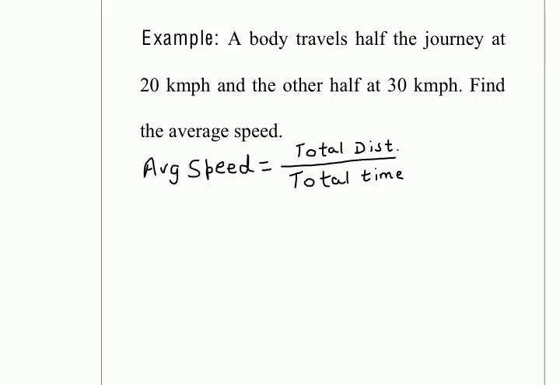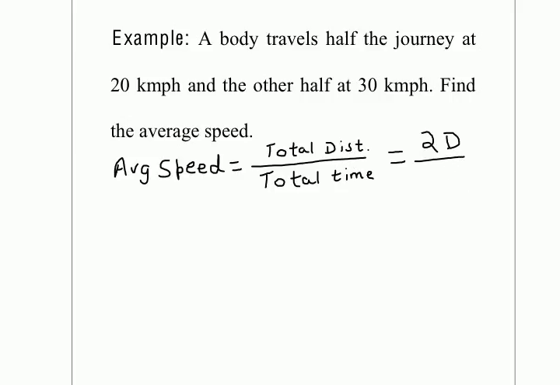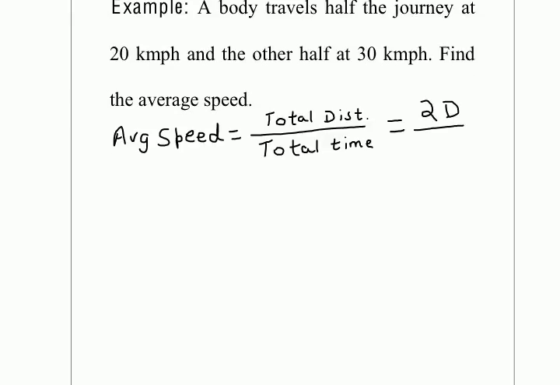So let the total distance be 2d. As the problem says, it travels half the journey at 20 and half at 30. So let's assume it travels a distance d at 20 kilometers per hour and an equal distance d at 30 kilometers per hour. So the total distance becomes d and d, and now we need to find the total time, which is the slightly more tricky part, at least at this level.